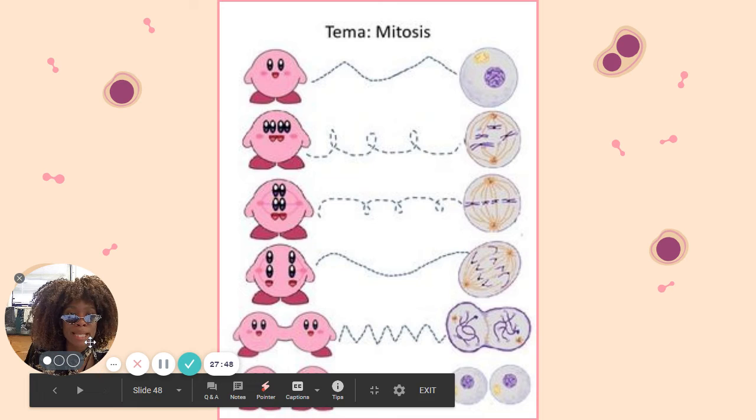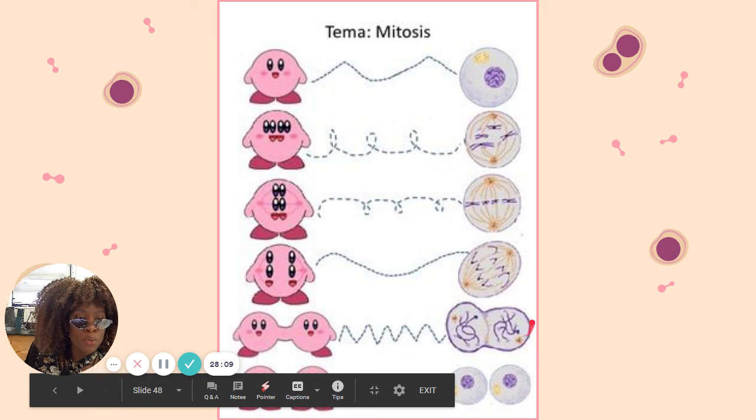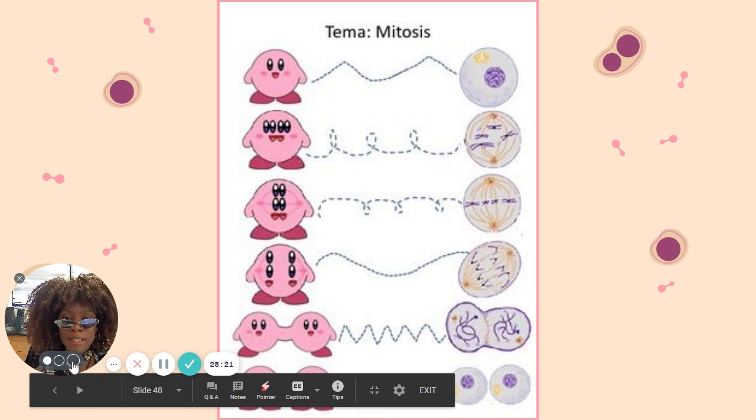Okay, last but not least, here is a cute little Kirby thing. It helps you with mitosis. This is interphase. This is going to be prophase when the cells are getting ready. We have metaphase because they're in the middle. Anaphase because they're being pulled apart. Telophase, we have 2 new nuclei. And then cytokinesis, which is we have 2 totally different cells. Okay, think of it like Kirby. That's Kirby. I was going to say Jigglypuff, but it's definitely Kirby. All right.